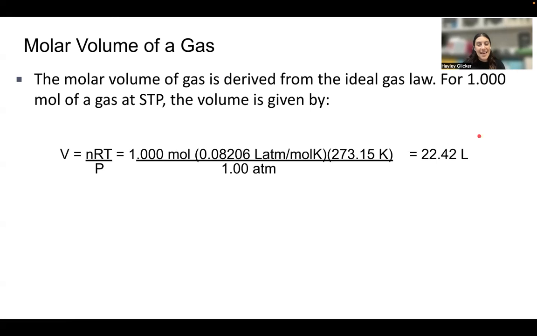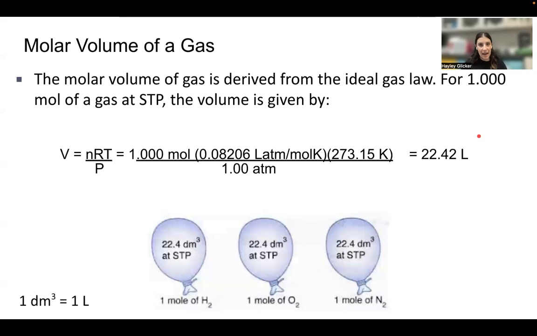What that means is if I have 1 mole of any gas at STP, and we assume it's an ideal gas, then 1 mole of any type of gas will always occupy 22.42 liters. We are going to investigate this further in our lab next week, so stay tuned for that.